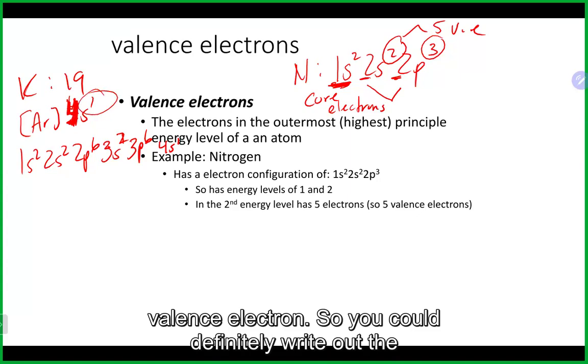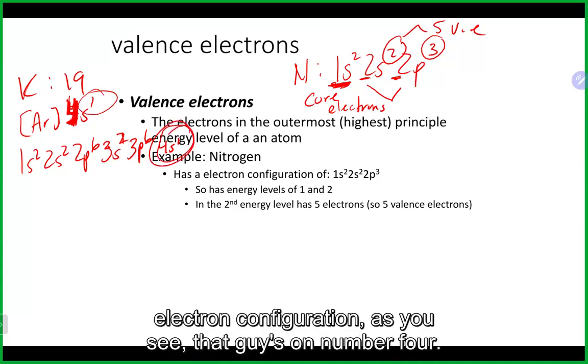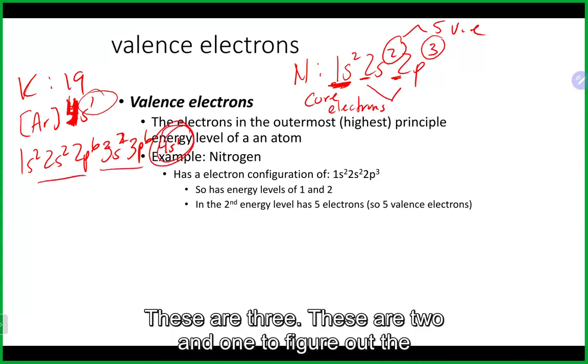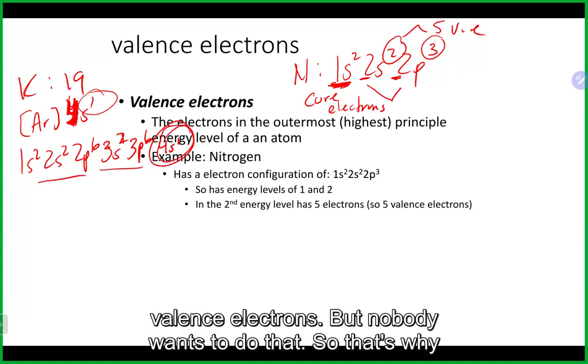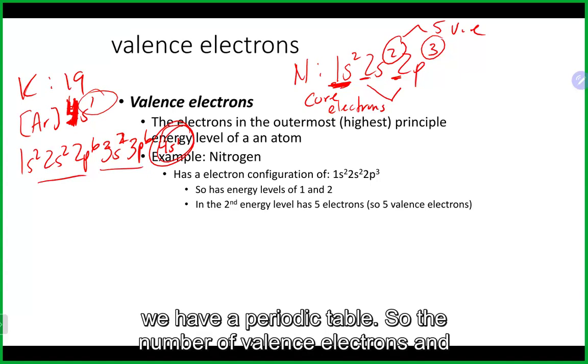So you could definitely write out the electron configuration. As you can see, that guy's on number 4. These are 3, these are 2, and 1. To figure out the valence electrons, but nobody wants to do that, so that's why we have a periodic table.